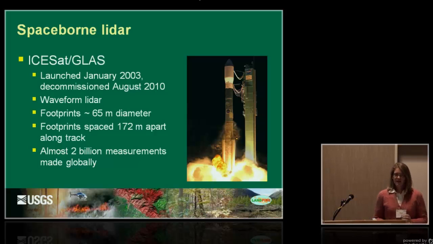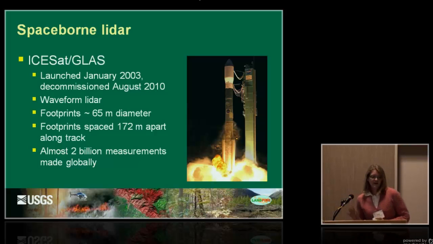It's a waveform LiDAR. It's not a discrete return the way a lot of airborne systems are that most people might be familiar with. The footprints are very large compared to the airborne systems, 65 meters in diameter. The footprints are spaced 72 meters apart nominally along track, so it's not continuous data. It's along orbital tracks, separated. But all in all, we have almost 2 billion measurements made over the entire world in that time period. So it's a pretty rich data set to be working with. There are issues with the data.